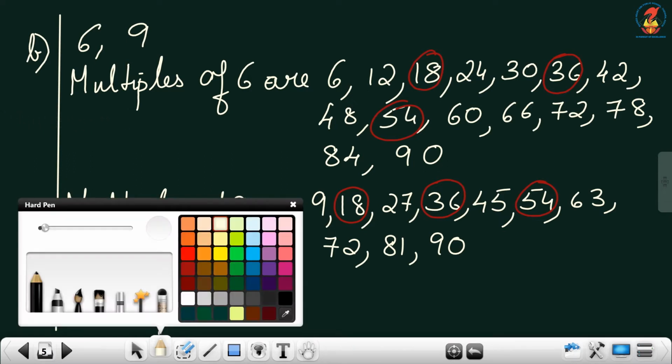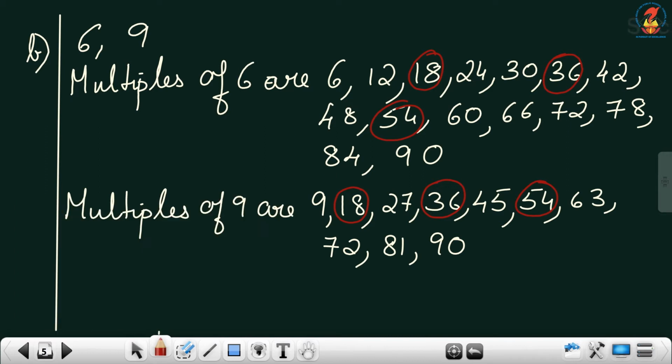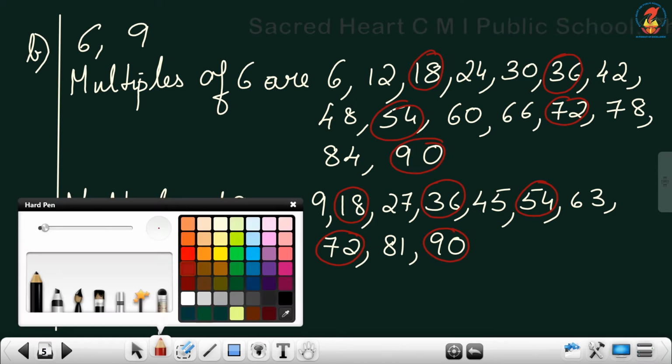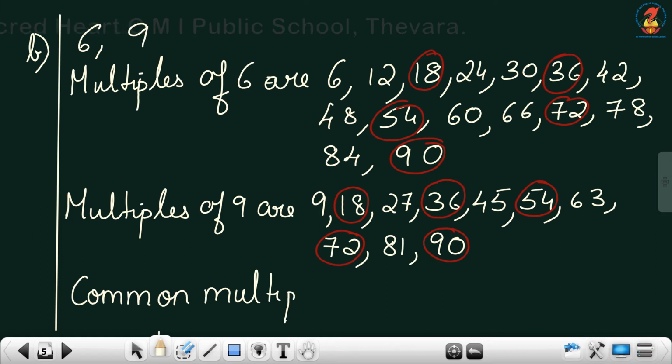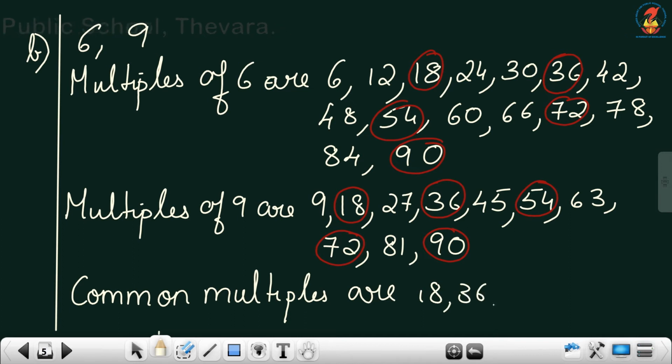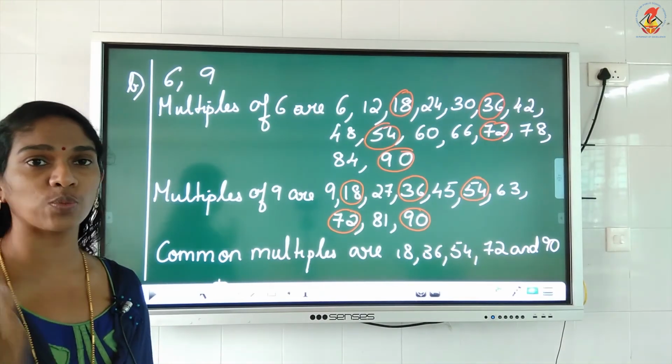Now, we will find out whether you are getting 2 more. Yes, you are getting another one, 72. Then you are getting another one, 90. So, you got the first 5 common multiples. So, which are the first 5 common multiples? Common multiples are 18, 36, 54, 72 and 90. Okay, understood, children? So, in case if you have to extend, you will extend.